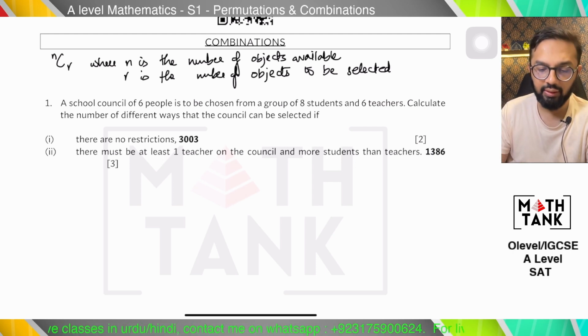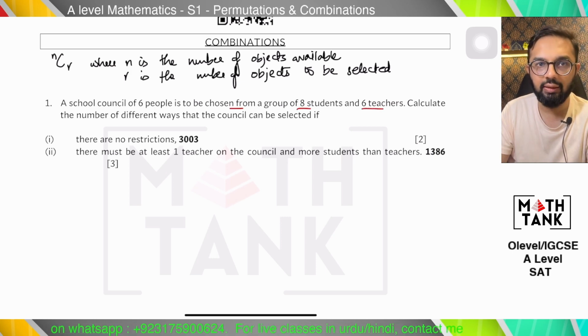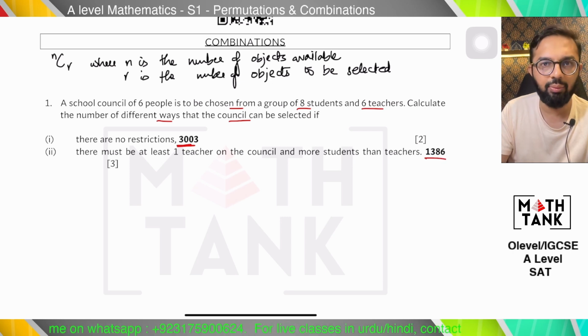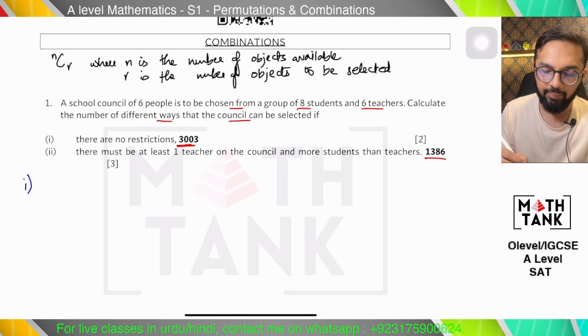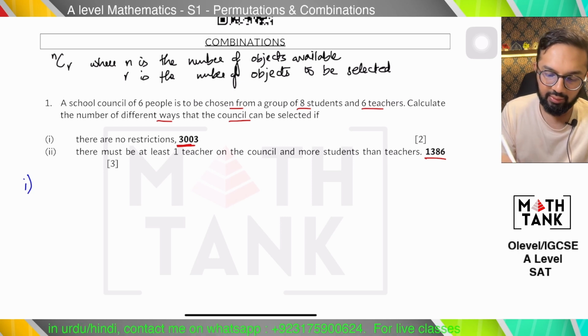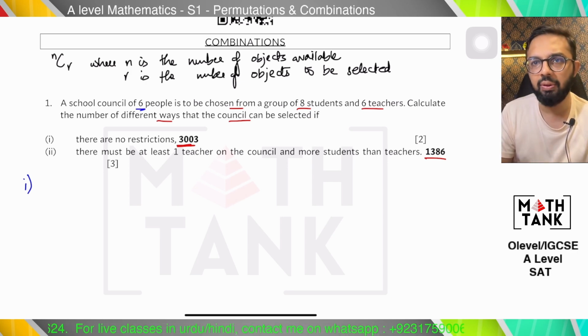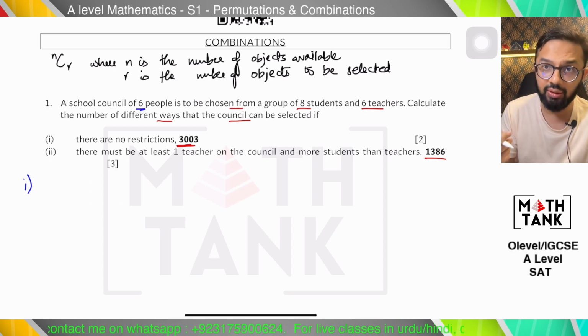It says a school council of six people is to be chosen from a group of eight students and six teachers. Calculate the number of different ways that the council can be selected if there are no restrictions. Now, these numbers at the end are basically answers that we're going to verify. So let's start with the first question. It says, I want to select a council of six people. So I want to select six people out of a total of 14 people. There's no distinction between students and teachers. There are no restrictions as such. They'll be there in the next question.